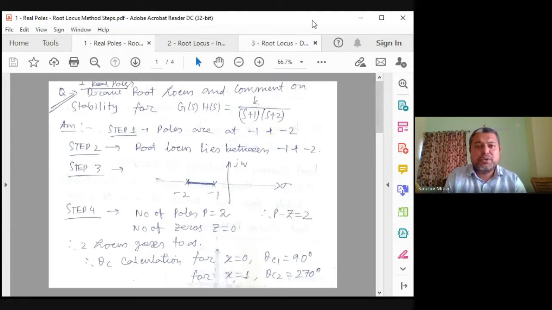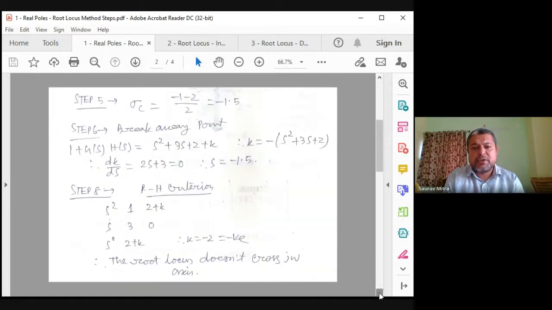We will see this shortly. But for a two pole system, when there is no zero, so p minus z is equal to 2, the first angle of asymptote, theta c1, is 90 degrees and the second angle of asymptote will be 270 degrees. Formulas we will see later on.